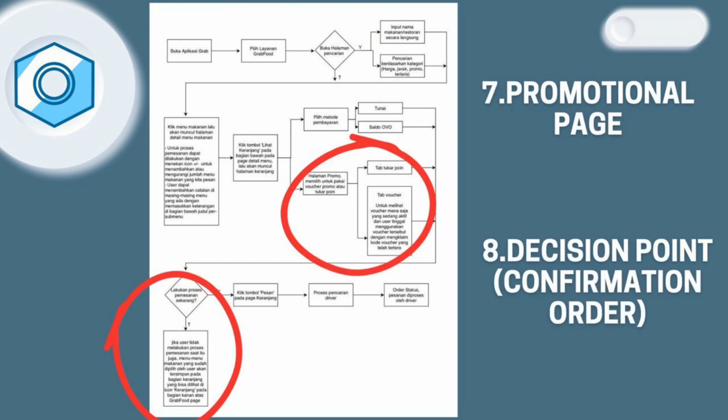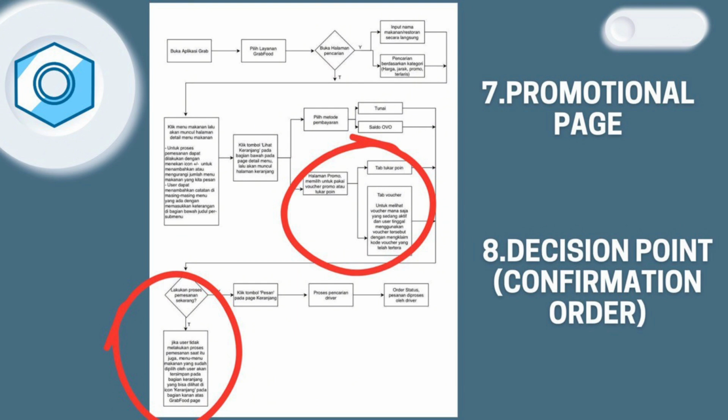After selecting the payment method, the user is redirected to the promo page where they can choose to apply a discount or redeem reward points. On this page, the GrabFood app provides two main tabs. First, exchange the point and voucher. Under the point tab, the user can exchange Grab reward points for special discounts or free delivery. Under the voucher tab, the user can view active vouchers such as restaurant discounts or free delivery promotions.